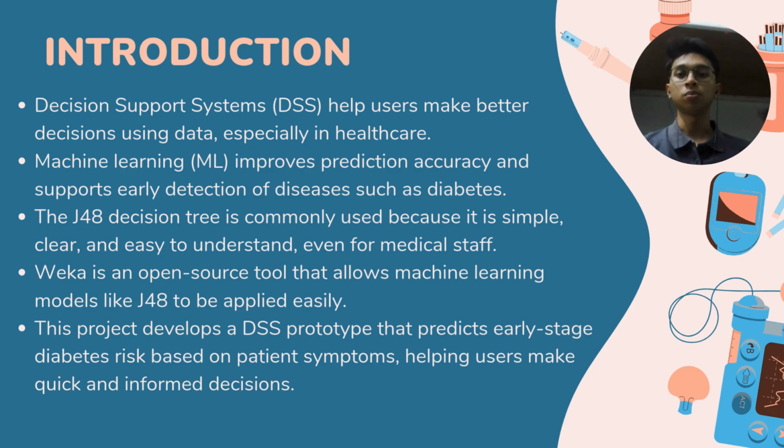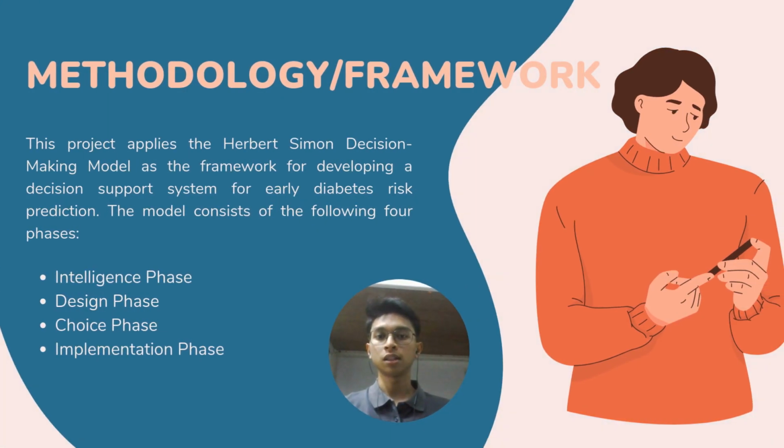Using Weka, an open source machine learning tool, we've developed a prototype that predicts diabetes risk based on patient symptoms, allowing for quick, informed clinical decisions. To ensure a structured development process, we applied the Herbert-Simon decision-making model. This model provides a clear roadmap for solving complex problems through four distinct phases: the intelligence phase, where we identify the problem; the design phase, where we build the solution; the choice phase, where we evaluate our options; and finally, the implementation phase, where the system is put into practice.